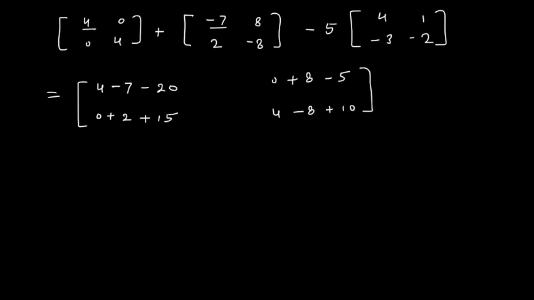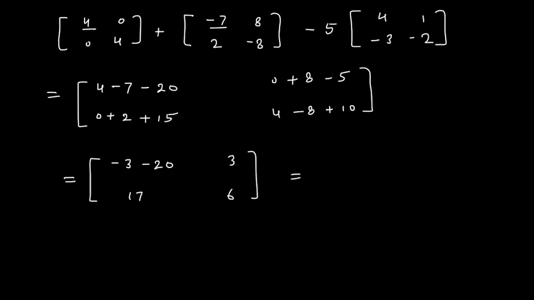So this is equal to [-23, 3; 17, 6]. This is the required answer. This is what I had to find out. ABC is given, and we had to find A squared plus AC minus 5B.